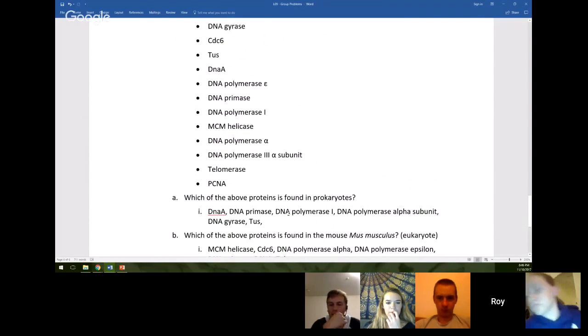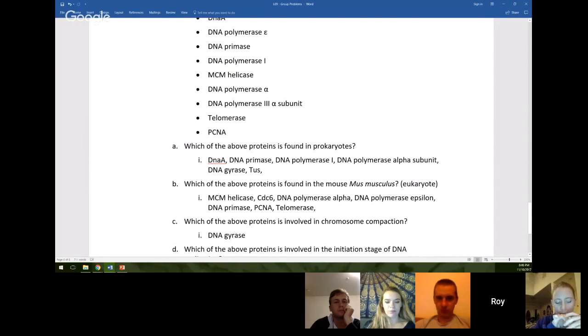You have DNA A, DNA primase, DNA polymerase 1, DNA polymerase alpha subunit, DNA gyrase, and Tus are all part of the prokaryote, so around the bacteria. Then it asks which of the proteins are found in Mus musculus. It's a eukaryote. And so pretty much the first one was just what's in prokaryotes. This one's just what's in eukaryotes. And so you just go through MCM helicase, CDC6, DNA polymerase alpha, DNA polymerase epsilon, DNA primase, PCNA, and telomerase. Pretty simple vocabulary lesson. Study, write it down.